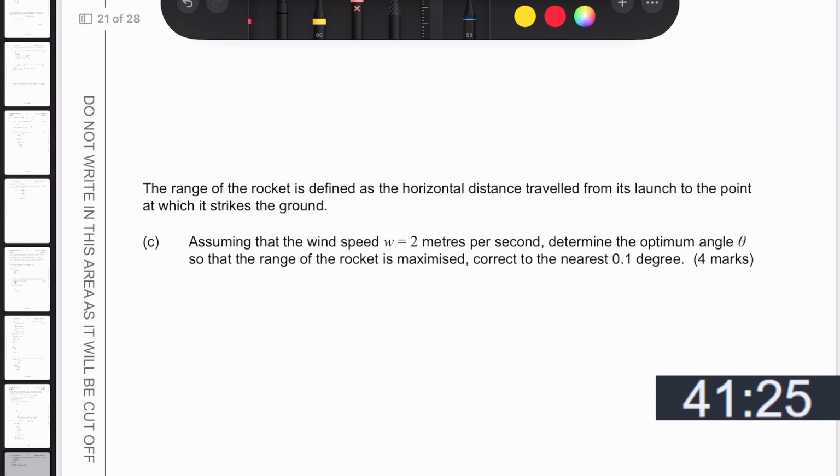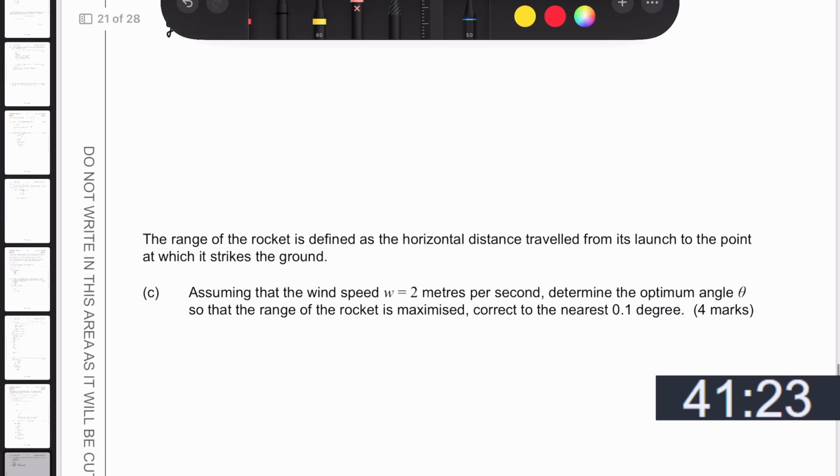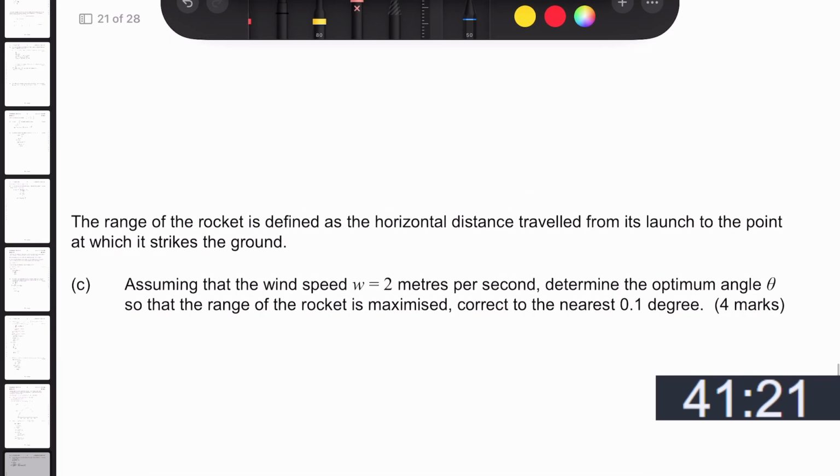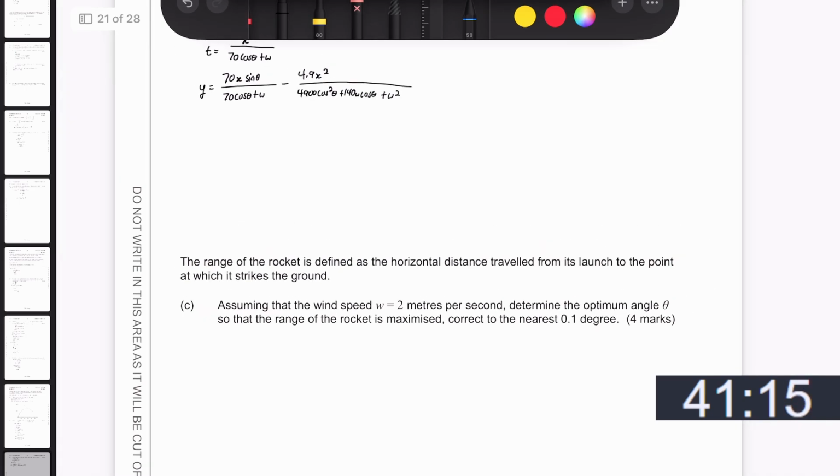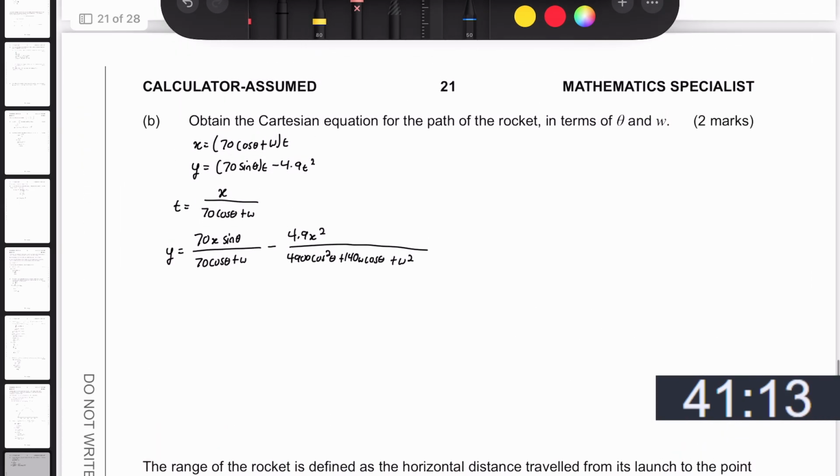The range of the rocket is defined as the horizontal distance traveled from its launch point to where it strikes the ground. Assuming the wind speed is 2 meters per second, determine the optimum angle so that the range is maximized, correct to near 0.01 degrees.